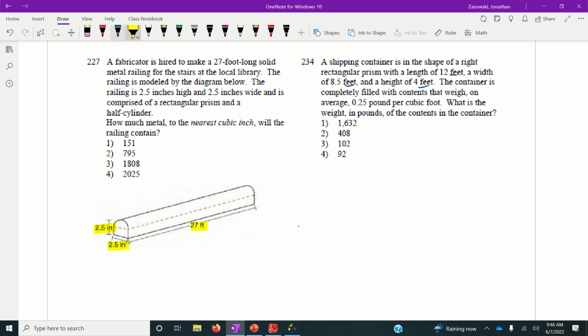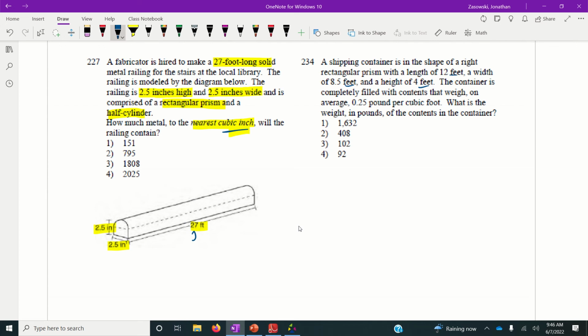So make sure you're careful when you're doing these questions. Okay. Now, if you notice, a fabricator is hired to make a 27-foot long solid metal railing. It's modeled by a railing of 2.5 inches high, 2.5 inches wide, made of a rectangular prism and a half cylinder, and we want to do the nearest cubic inch. So this is telling me that I need to keep everything in inches, because that's what I need to calculate the metal here.